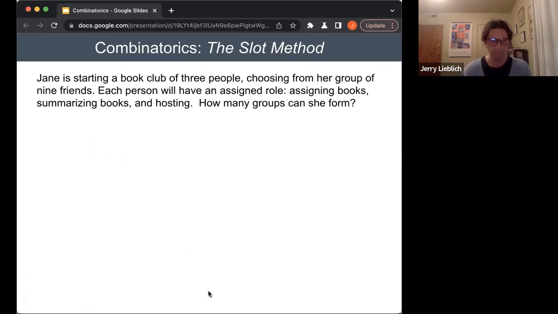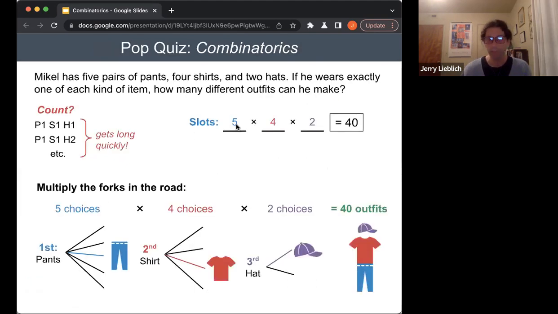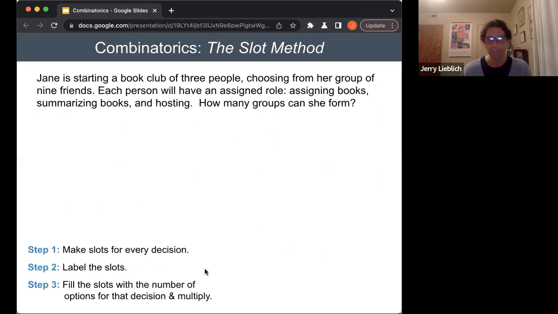So in the last one, for instance, we have 5 choices for pants. And then you multiply them all together. I'd like you to try that with this question, and then we'll walk through this method a little more explicitly together. Send me the answer when you have it, please.